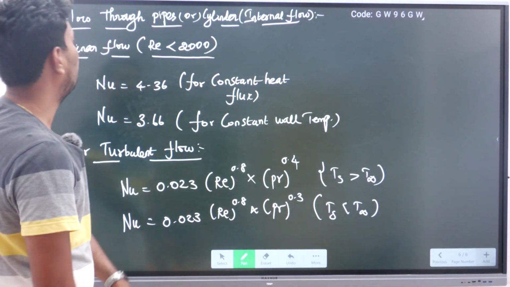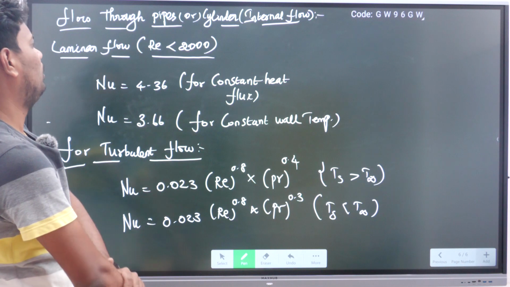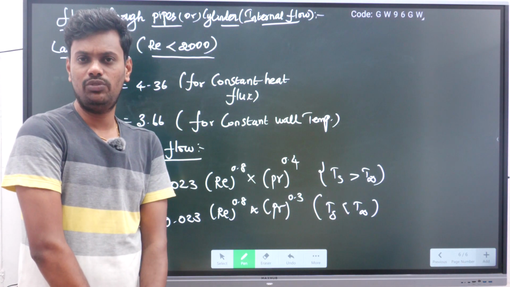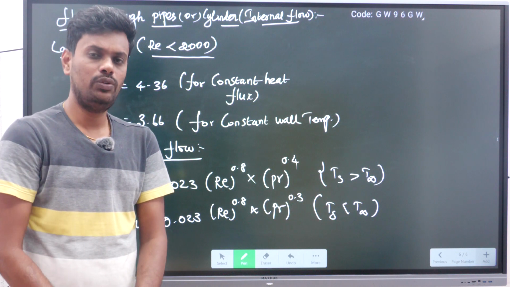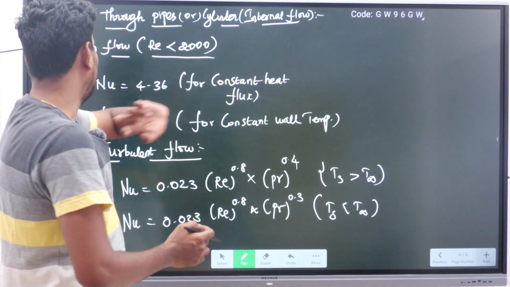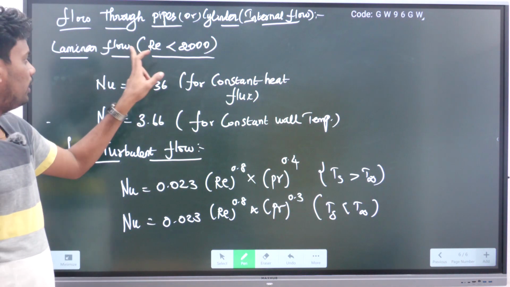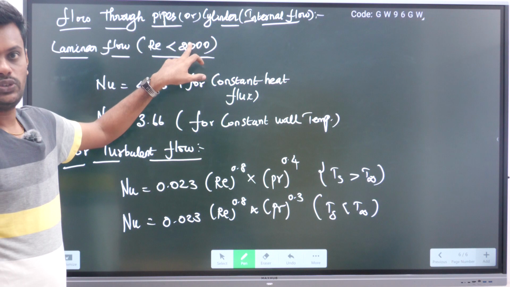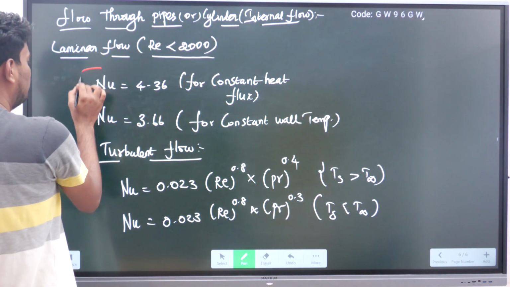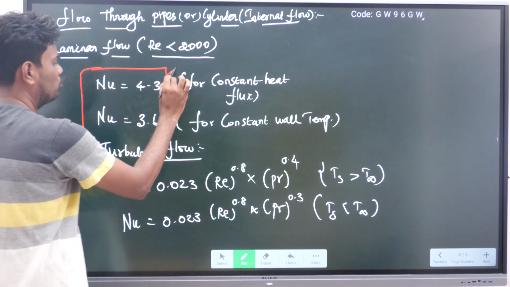Then flow through pipes or cylinders is called internal flow. I have already discussed this at the beginning of the video. When a fluid flows inside a tube or cylinder, that is internal flow. If the flow is laminar, then the Reynolds number should be less than 2000.